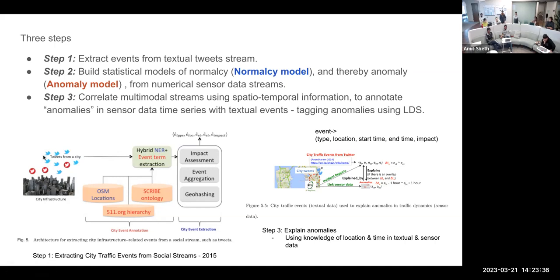So in figure 5, it describes how the events are annotated and extracted. As shown, it includes two steps. For the event annotation, he used the event data, and then he used some hybrid NER techniques for the city event annotation. Then these annotated data go towards the extraction component, where he used a geohashing technique, event aggregation, and some impact assessment techniques. Then all these event extraction components result in a quintuple that includes the type, location, start time, end time, and impact of these individual events.